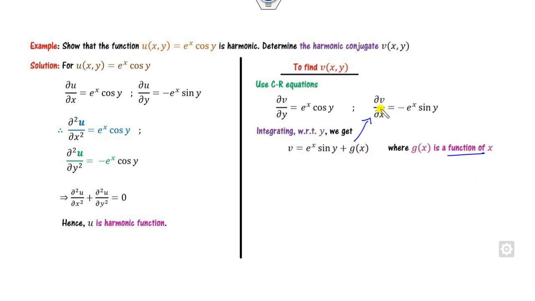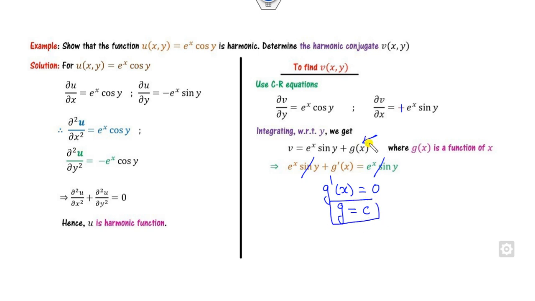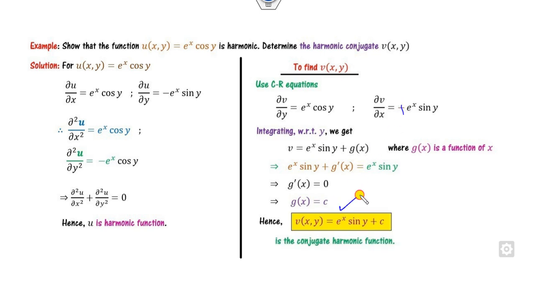Now I can substitute here; this is the partial derivative of v with respect to x. So e raised to power x sine y plus g dash of x is minus e^x sine y. Fine, sorry, it's a plus sign there, so you can substitute here. So it cancels out. So what is that? G dash of x is 0, so g is a constant. I can substitute the value here, and you will get this as the right answer of this problem.